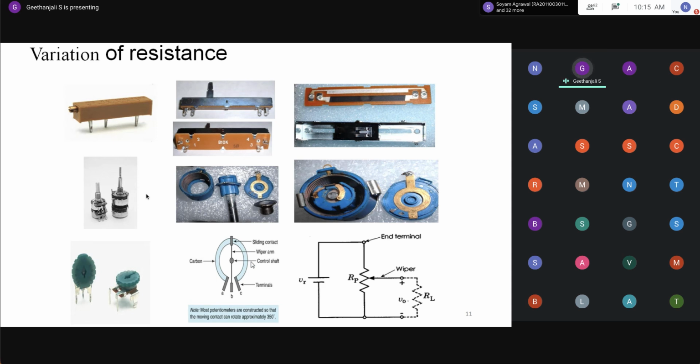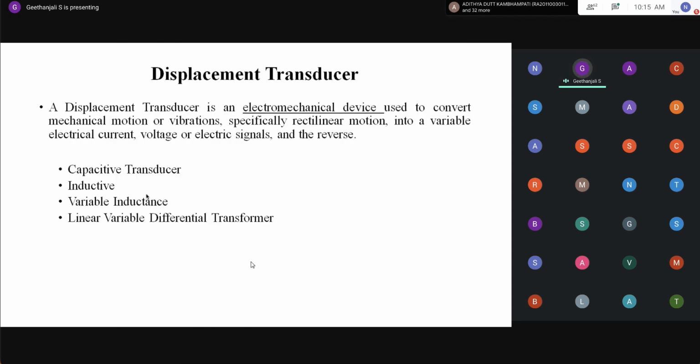Most potentiometers are constructed so that the moving contact can rotate approximately 350 degrees. By varying the wiper point, you can obtain the variation in the resistance. By adjusting the resistance value, you can obtain the displacement from one place to another place. It is obtained by using these devices. These devices are used to obtain the variation in the resistance.